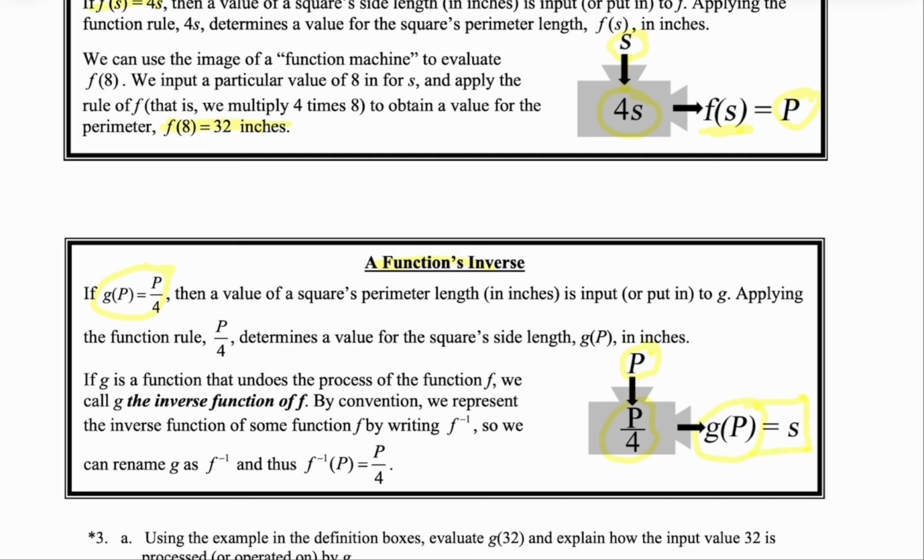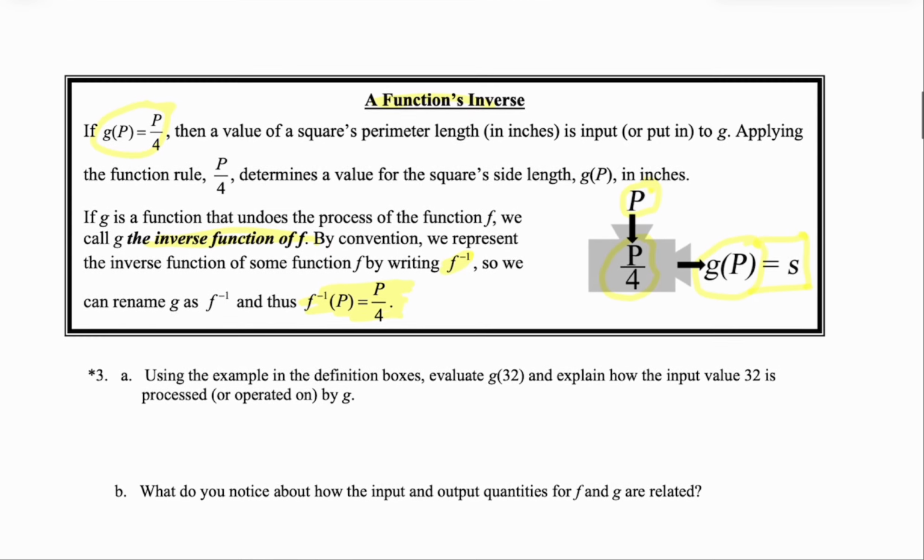Now, we note the inverse of function f with this little -1 notation. It is just notation. It does not mean any sort of power. And so instead of calling it g, if we wanted to relate it back to the function we saw up above, we could use f inverse, and that tells us what the original function was. It was to multiply by 4. Our new function, the inverse of f, would be to divide the perimeter by 4.